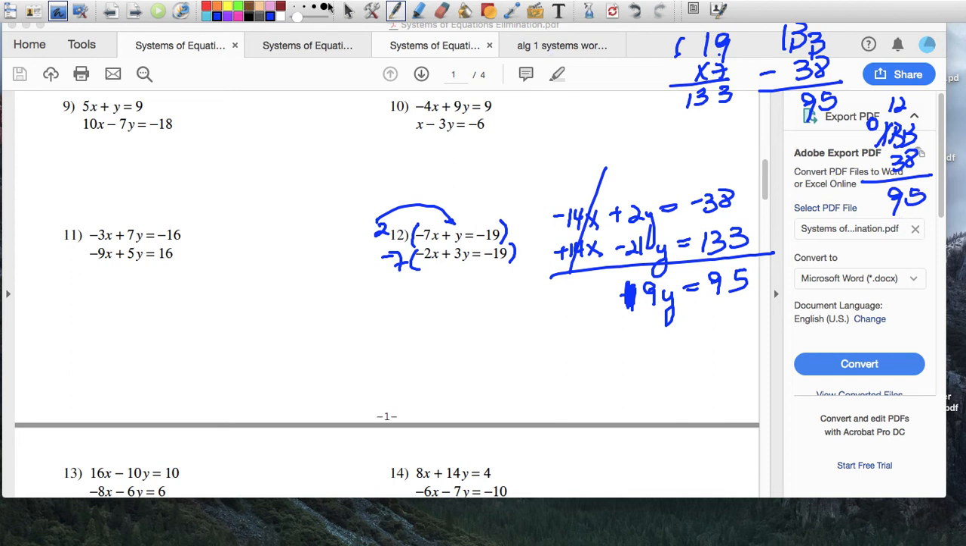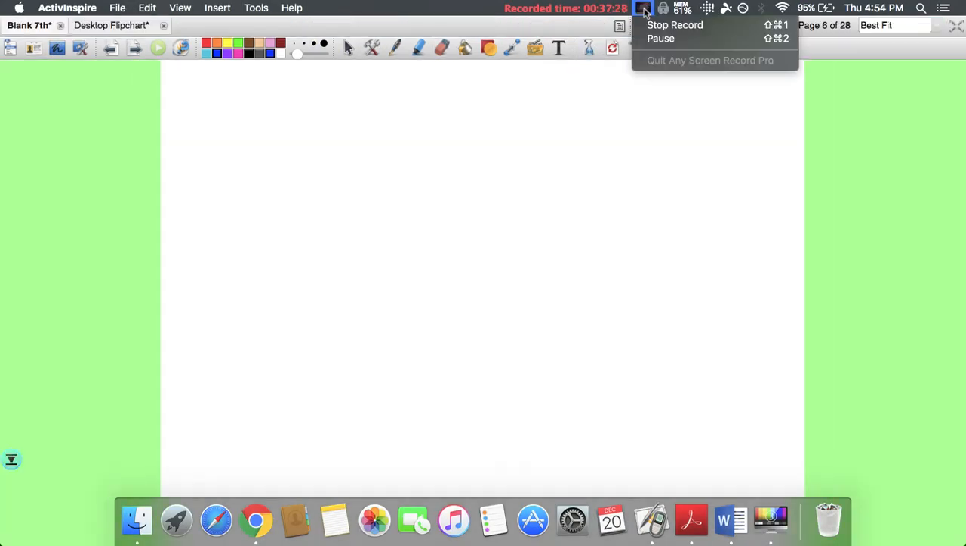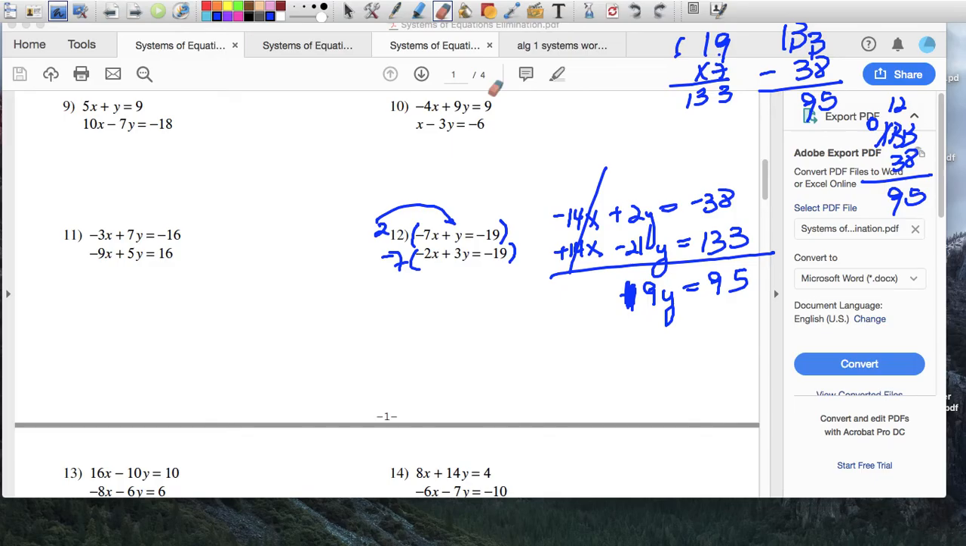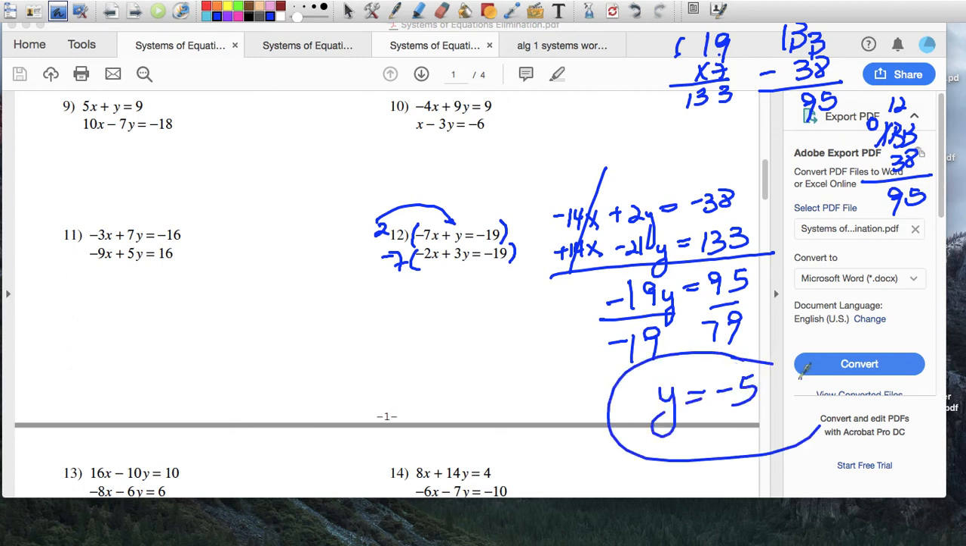Negative 14x. I'm going to pause so you don't have to deal with this. Well, there was nothing wrong. It's the fact that I don't know how to write the number 19. I keep looking at this as 9. This should be 19. That's why. So it should be negative 19. There you go. So, nothing wrong. Divide by negative 19. Divide by negative 19. Y equals negative 5.